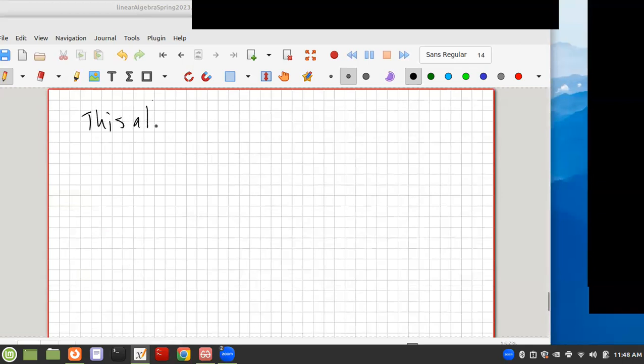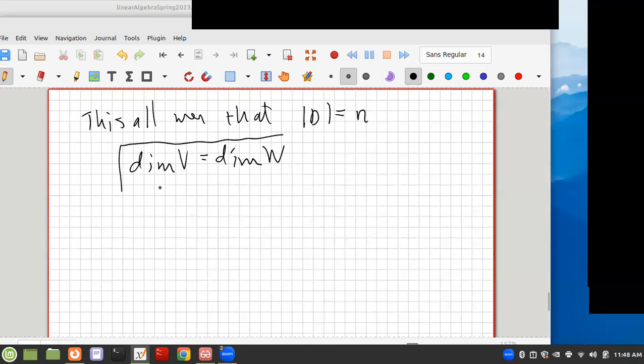This all means that the size of D equals n. Therefore, the dimension of V equals the dimension of W. So we've shown that if you have an isomorphism, the vector spaces have to have the same dimension.